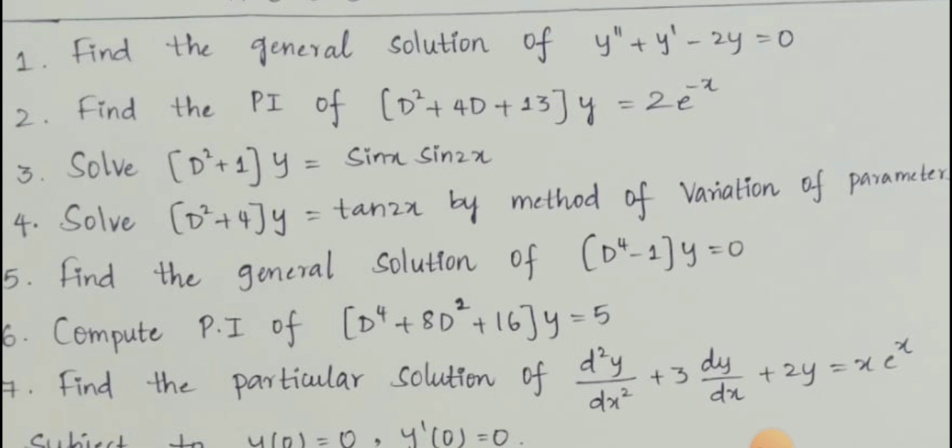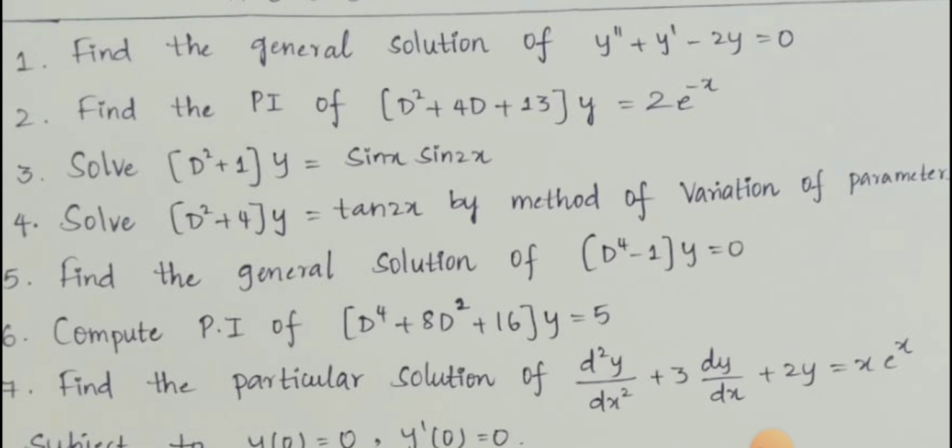Second, find the particular integral of d square plus 4d plus 13 of y equal to 2 e power minus x. After getting yc, the yp can be calculated by applying the procedure of e power ax. 2 is a constant you are taking to the left. In e power ax, d is replaced by a. If denominator is equal to 0, directly you can use a procedure x to the power of k by k factorial, and if it is not equal to 0, directly you will get yp answer.